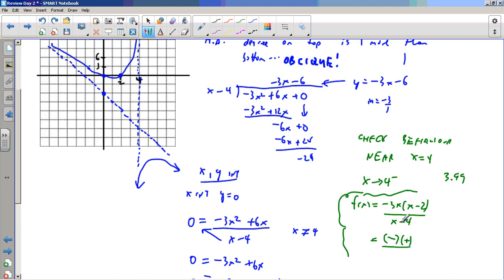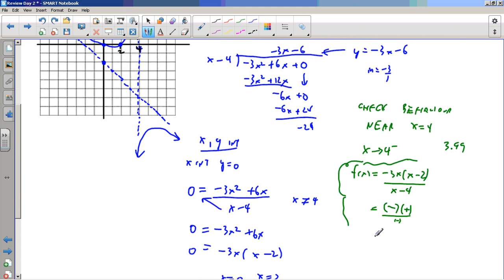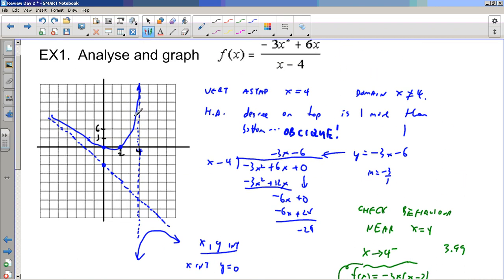And then on the bottom, if this value is just a little bit less than 4, the whole bottom is a little bit negative, a teeny negative. So now on the top I have a negative, on the bottom I have a teeny negative. This is going to be a huge positive, right? Huge positive, and that's what we assumed beforehand.